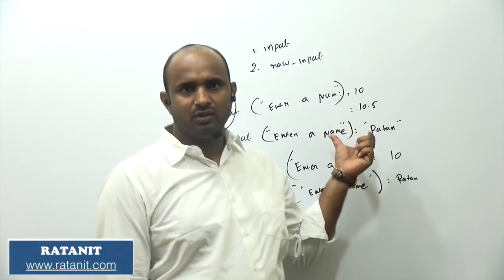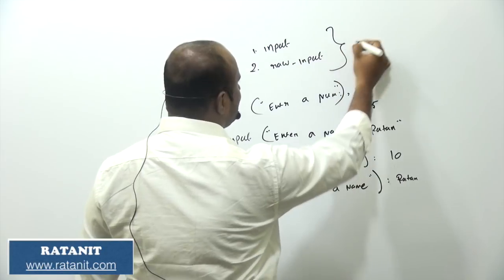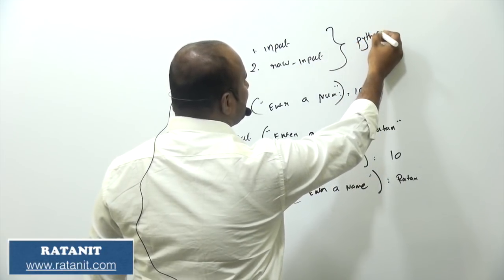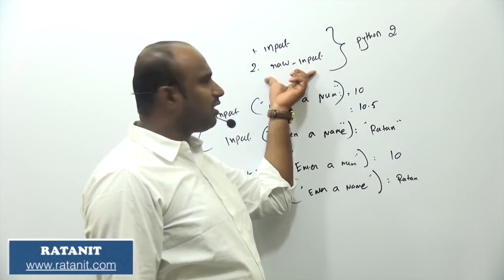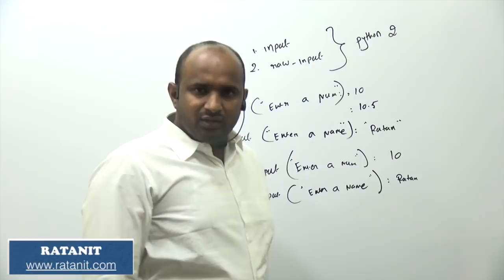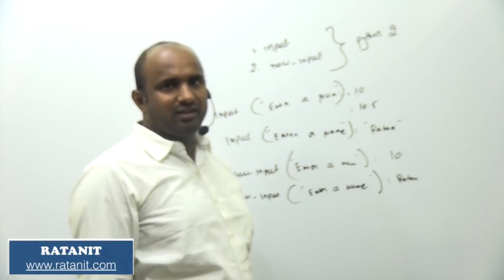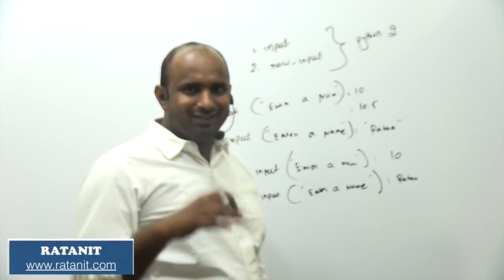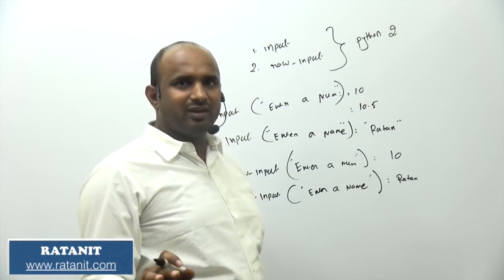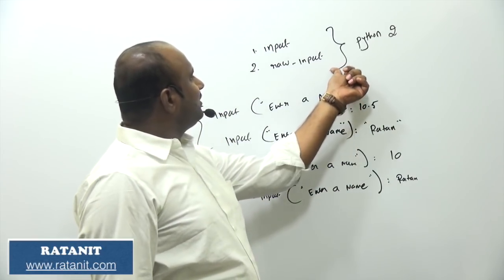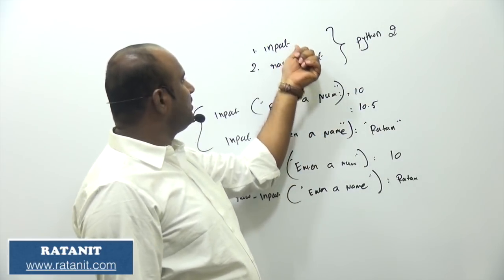But the input function and raw input function are actually from the Python 2 version. In Python 2 we have input and raw input. The present version is Python 3, which is running while I am taking this video. Later there may be Python 4, who knows. Anyhow, the point is, in Python 2 there are two ways. One is input, one is raw input.